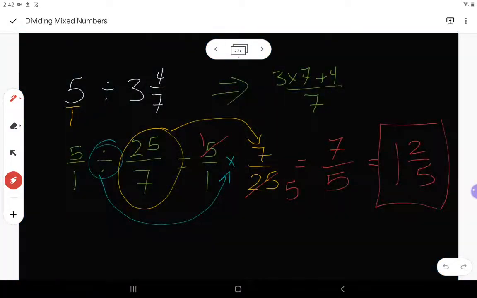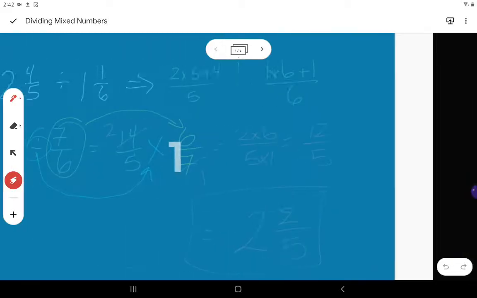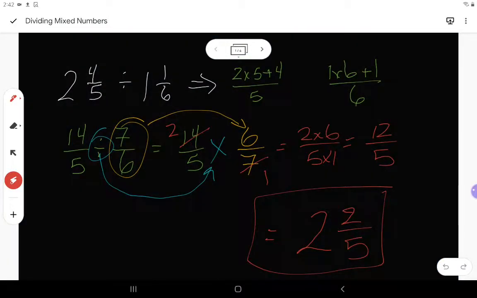For this one, I started off, I had 5 divided by 3. So if I was to estimate that, I've got something bigger divided by something smaller. I'm probably going to be a little bit bigger than 1, and that's really all you need to be doing for your estimating. 2 divided by 1, oh, that works out. My answer should be close to 2.